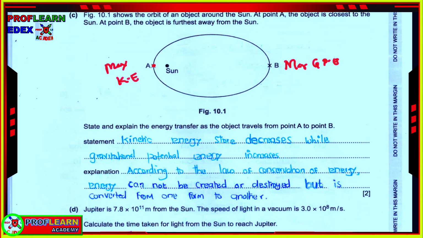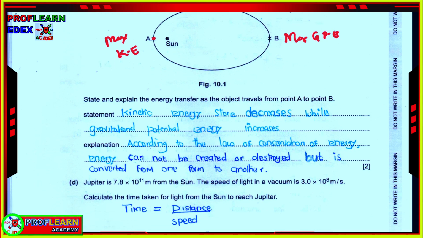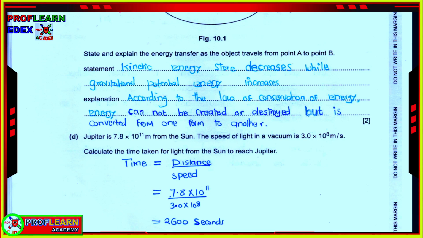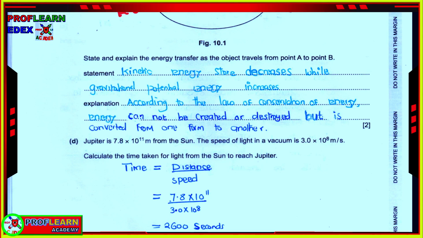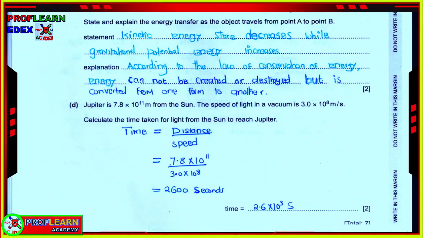So if you are asked to state and explain the energy transfer that takes place as the object moves from A to B, you need to say that kinetic energy stored decreases while gravitational potential energy increases at that point. And the explanation will be according to the law of conservation of energy. Energy cannot be created nor destroyed, but it can be converted from one form to another.